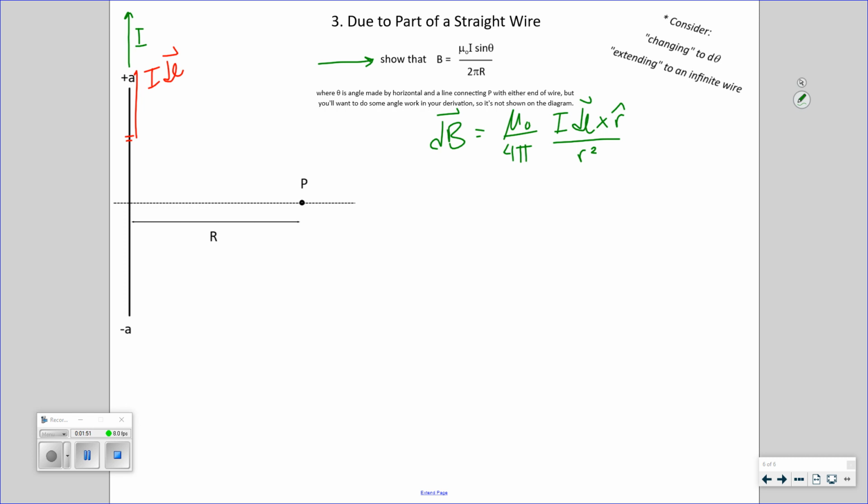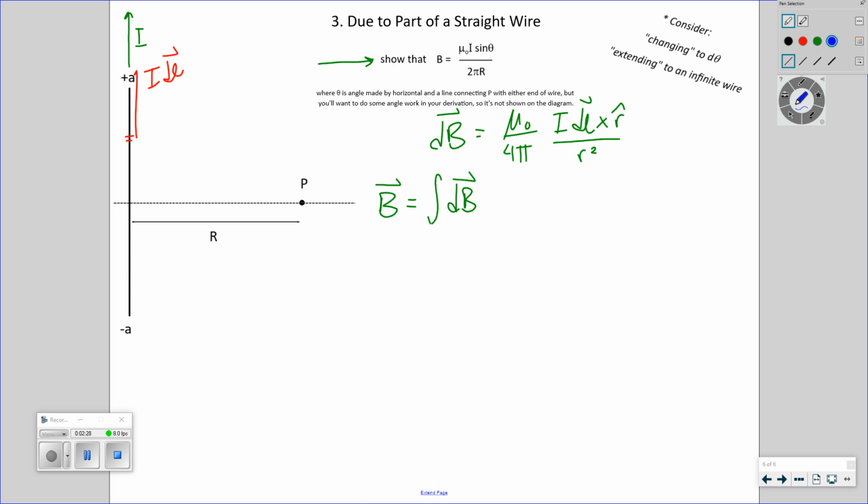Now, if we're going to find the whole field, then we integrate all of the field elements. So what we should talk about is what's the direction of the field element from this current element, and then see if we have to make any adjustments to this simple statement to account for things like components of fields. So I will first use the right-hand rule to look at the direction of the field dB from that single current element that we've drawn.